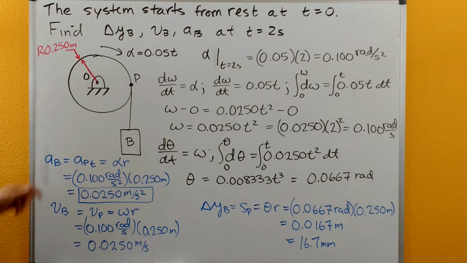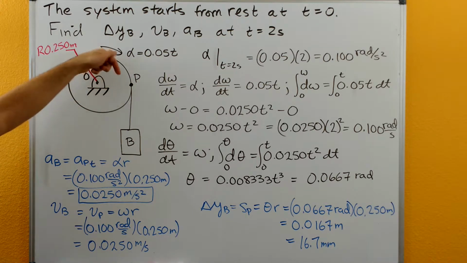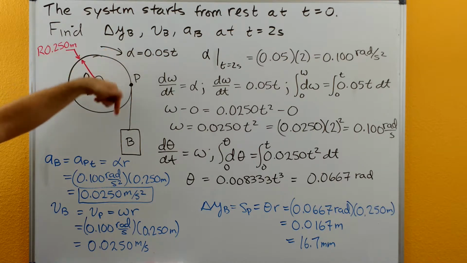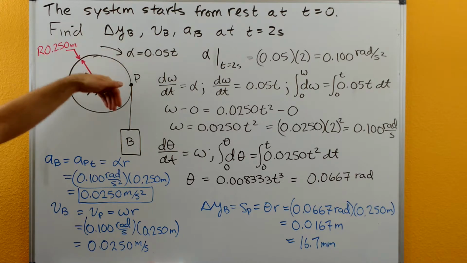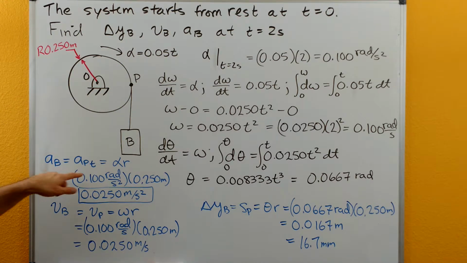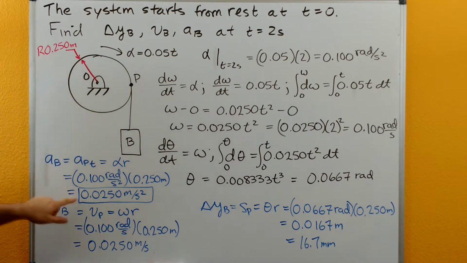So for our acceleration of b, it's just going to be equal to the tangential acceleration where the rope is leaving the wheel here. The tangential acceleration has to be the same, otherwise the rope would slip over the pulley. So that tangential acceleration for rotation about a fixed axis is just going to be alpha times r. So we plug in our alpha, we plug in our radius of 0.250 meters, and we get 0.0250 meters per second squared for acceleration at b.